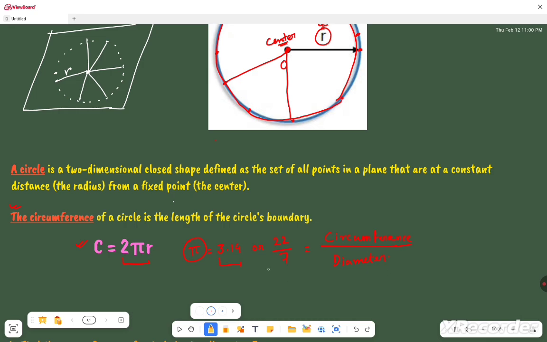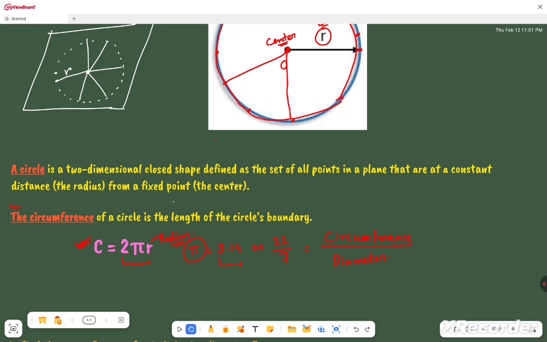It is the value of pi. Pi is actually the circumference of the circle divided by the diameter of the circle. So we will use this formula of the circumference, that is circumference is equal to 2 pi r, where pi has a fixed value, that is 3.14, or we will take 22/7, and r is the radius of the circle.